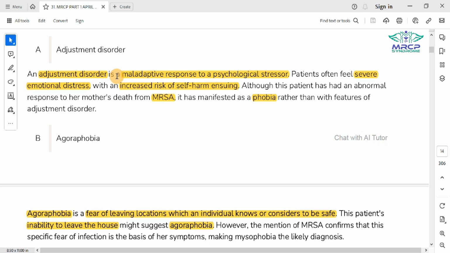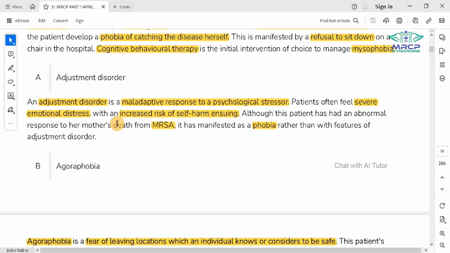An adjustment disorder is a maladaptive response to a psychological stressor. Patients often feel severe emotional distress with an increased risk of self-harm ensuing. And also remember the 3-month transition period. Following the stressor, the patient will come up with the features within 3 months. Although this patient has had an abnormal response to her mother's death from MRSA, it has manifested as a phobia rather than with the features of adjustment disorder.